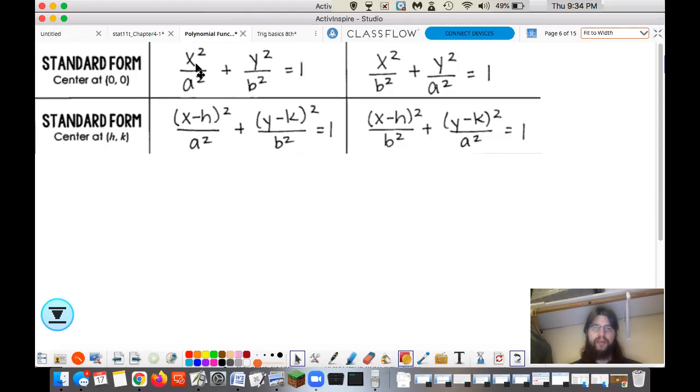Nothing matters except that it's equal to 1. From there, notice it's x squared and y squared. If you're not, if you have like x squared plus x plus something, fix it. Complete the squares. Make it x minus h squared. That'll get you your center, just like a circle. Center is h, k. Doesn't matter if it's vertical or horizontal. Center is going to be h, k.